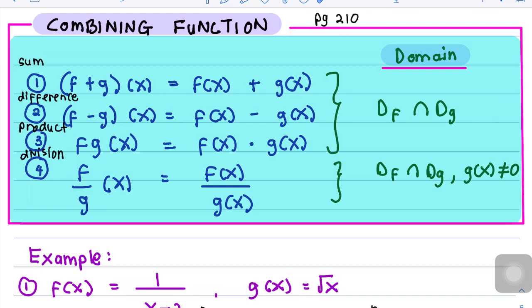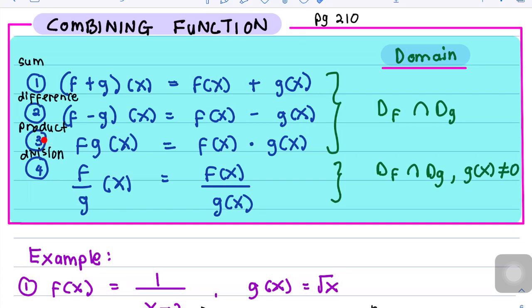Okay, look at the first one. When you have the summation of two functions, let's say the functions given are f and g. So when you have (f + g)(x), it is also equal to the function f(x) plus the function g(x). Same goes to the difference. When you have (f - g)(x), it is also equal to f(x) minus g(x).